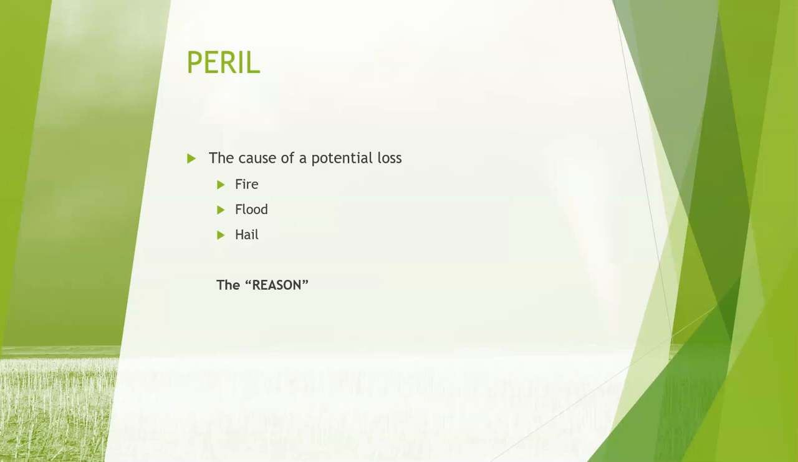What are perils? The insurance definition for a peril is a cause of loss. For example, fire, flood, and hail, to name a few. A peril is the reason the loss occurred. The fire burnt down the house. The fire is the reason the house burnt down. Therefore, the fire is the peril.